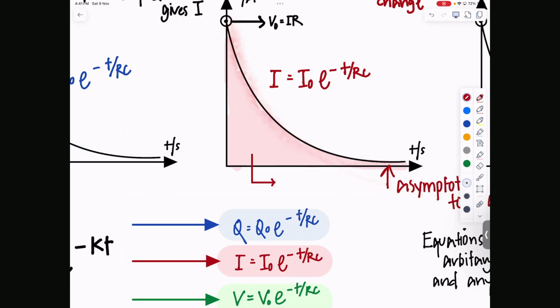So you're going to find it by box counting. When I say box count, okay, the area provides charge. You're not allowed to use integration. Calculus is not allowed.